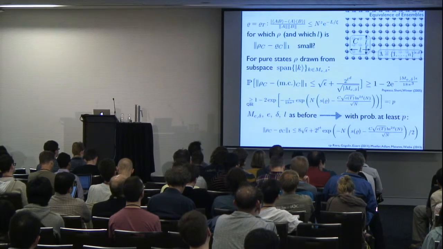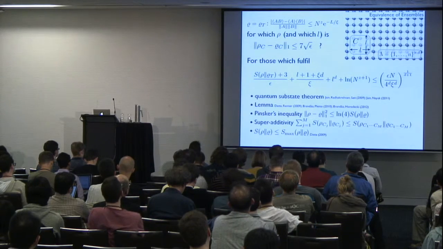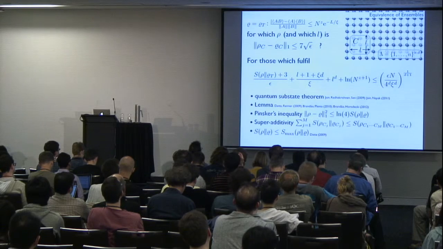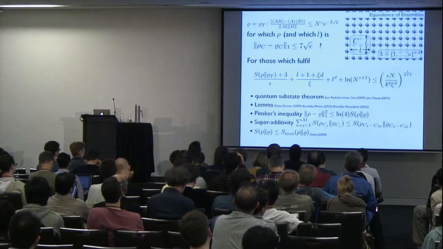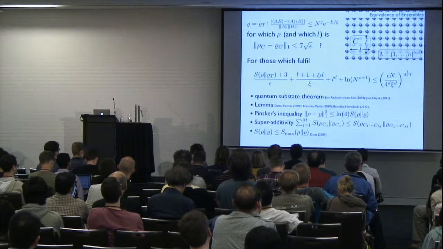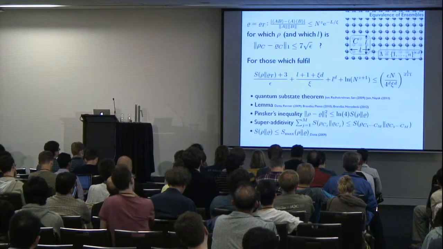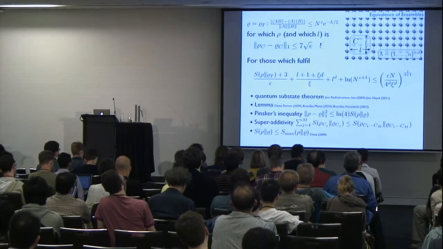Okay. How do we get there? How do we prove this? Well, the main ingredient is this result, and this is really where quantum information comes in, because all these ingredients, they are really from the arsenal of quantum information, if you want.